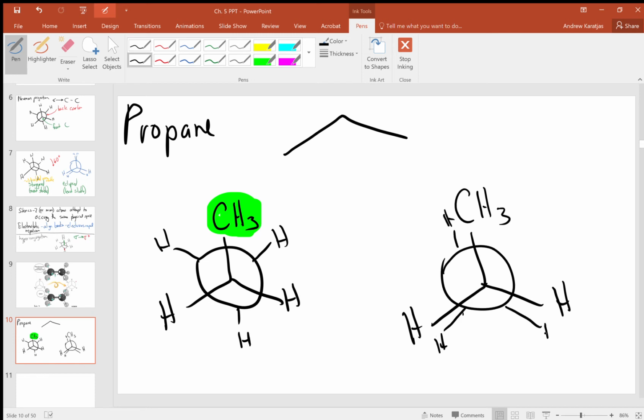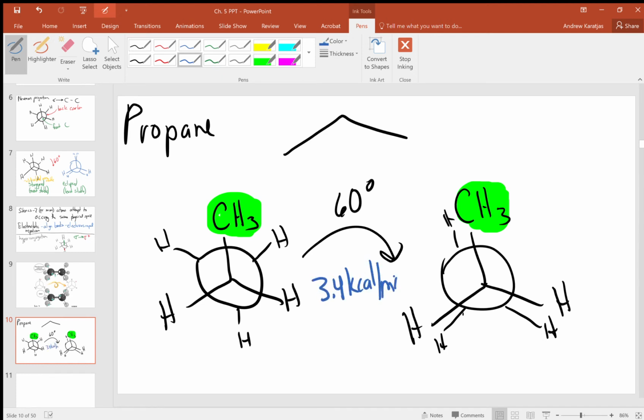Does having a methyl group there make a difference? And again, this is a 60-degree rotation. Well, methyl is bigger than hydrogen. Four atoms are often going to be bigger than just a single atom. And so now instead of 3 kcals, the difference in energy is 3.4 kcals per mole. And the reason for that is the larger size of the methyl group. Now we're starting to see some steric strain as well as the electrostatic repulsion.